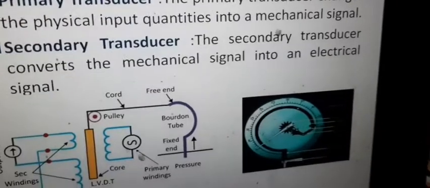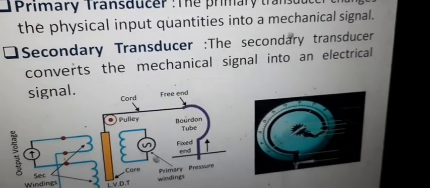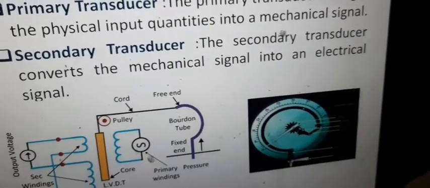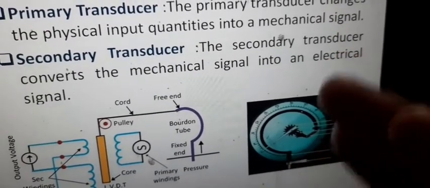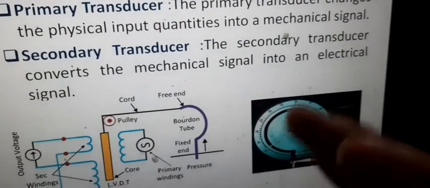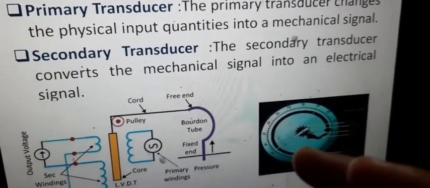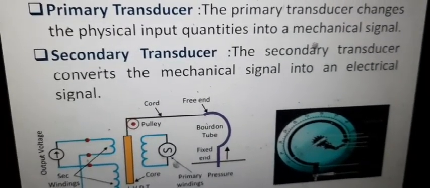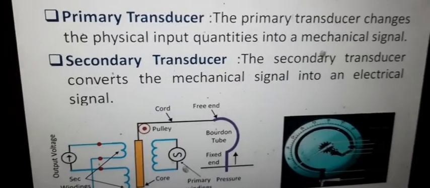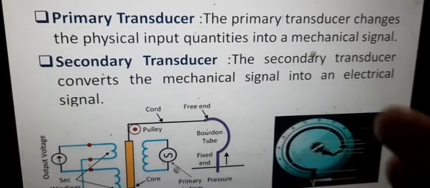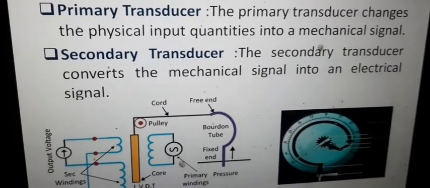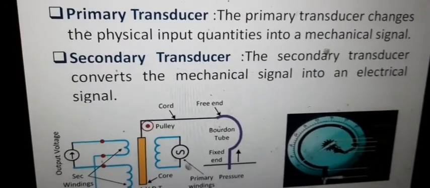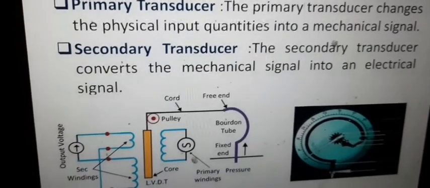For example, in the case of the Bourdon tube pressure gauge, I have already told you, because of the pressure, the pointer gives a displacement. According to the displacement, you measure the pressure value. So it converts the pressure into mechanical displacement, and it acts as a primary transducer. But here we don't get any electric output. If we get the output in the form of voltage or current or anything similar, that type of transducer is called a secondary transducer.